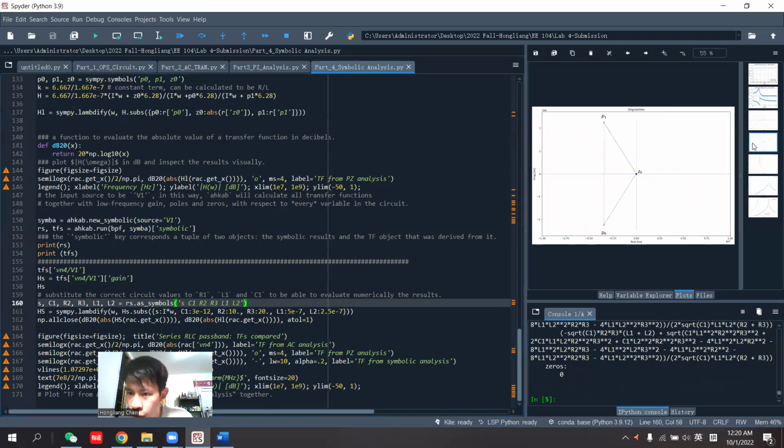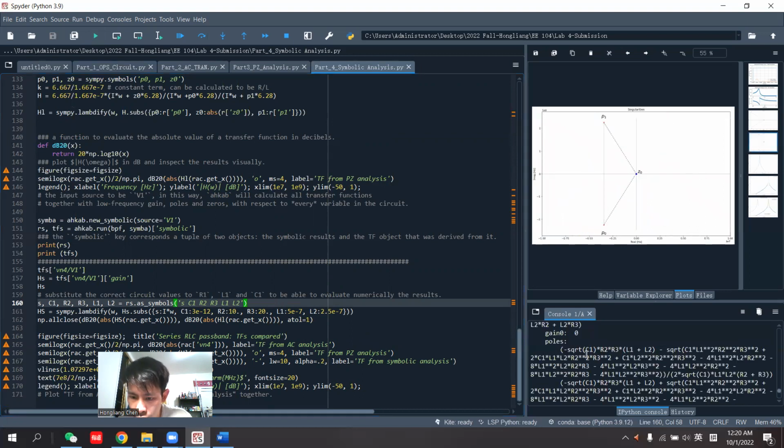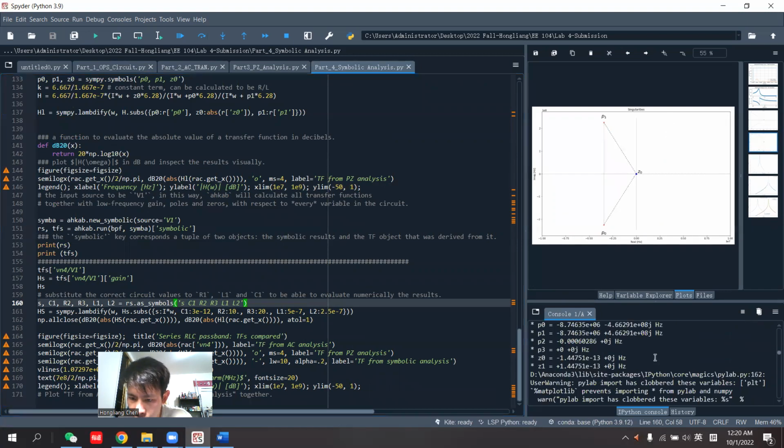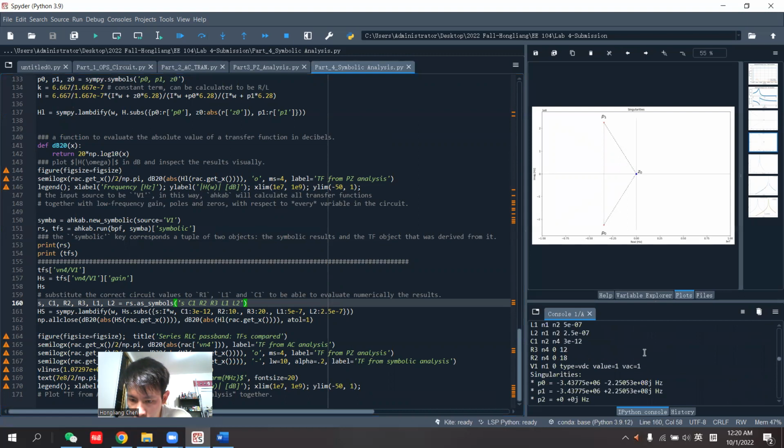Okay, so firstly, let's start from checking the pole and zero. In this case, I have the zero like a times 10 to the negative 14, which is so small and very close to the origin, and another zero equal to 1.